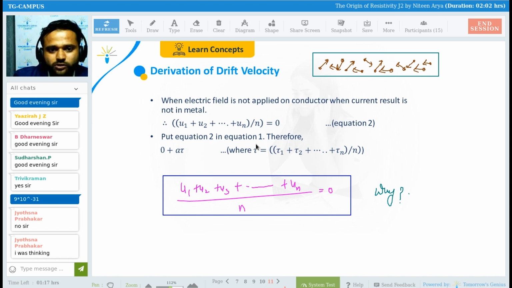Because they are randomly moving, just pick 1, 2, 3. This particular 3 is going to collide with the 4. This 2 is going to collide with the 1 or 3. After the collision, they are not moving as fast, but they are going to stop after a certain time. So this average velocity, thermal velocity, is going to be zero. Clear, everyone? Is this clear with everyone?